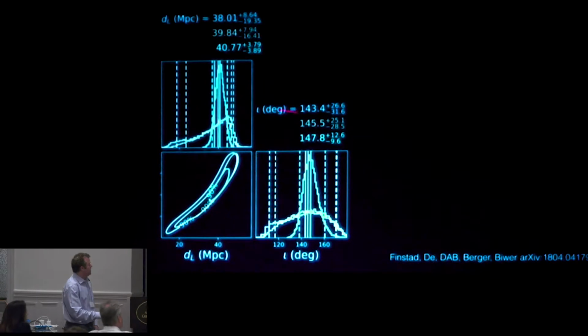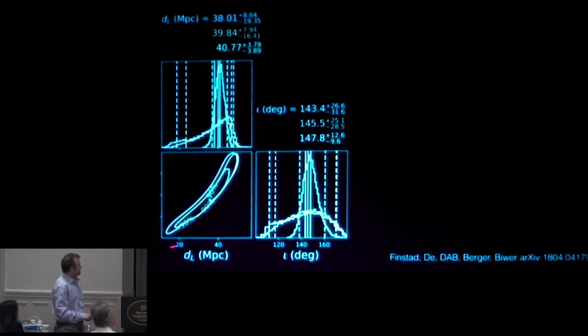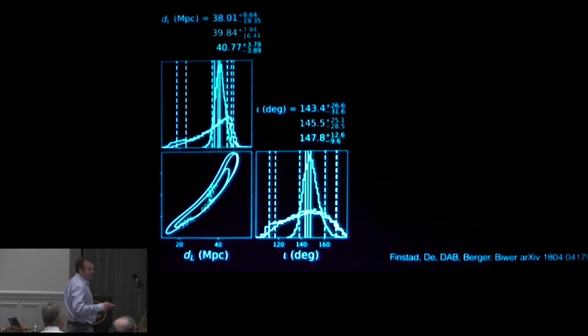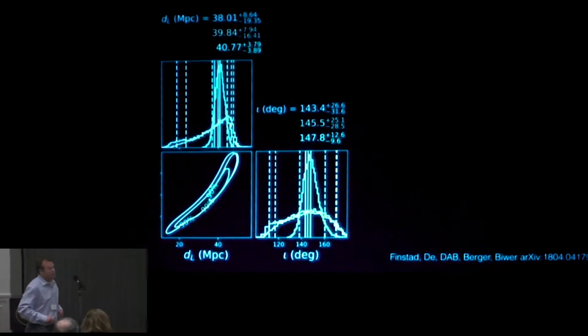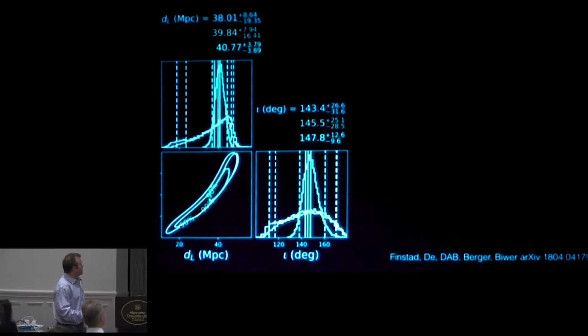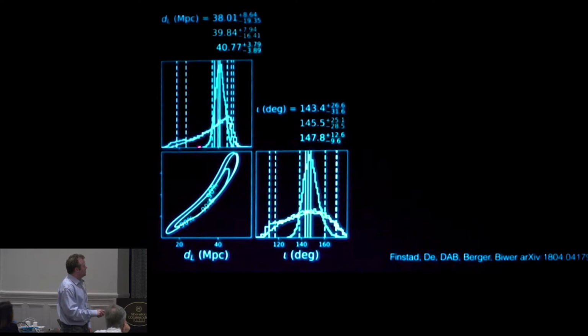So let me zoom in onto the corner plot here. This basically shows the luminosity distance here, and then the marginalized inclination angle right here. Elia did a nice paper on this where he used the H0 measurement. We used the distance measurement directly. And so you can see, when we put in the distance measure we got from the EM observations, it is right here.